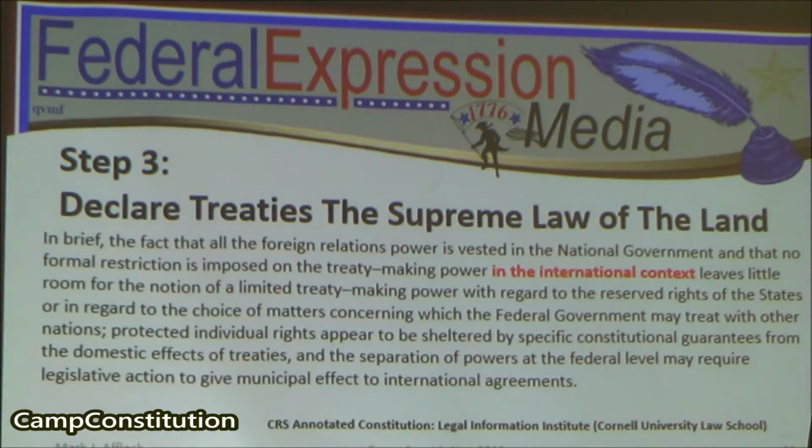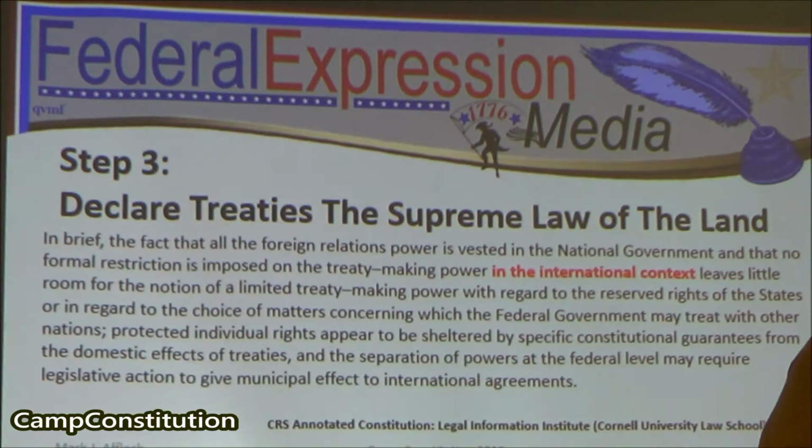Making power in the international context leaves little room for the notion of a limited treaty-making power with regard to the reserved rights of the states or in regard to the choice of matters concerning which the federal government may treat with other nations. Protected individual rights appear to be sheltered by specific constitutional guarantees from the domestic effects of treaties, and the separation of powers at the federal level may require legislative action to give municipal effect to the international agreements. What does all this mean? Okay, this is for lawyers, right? What does all this mean?